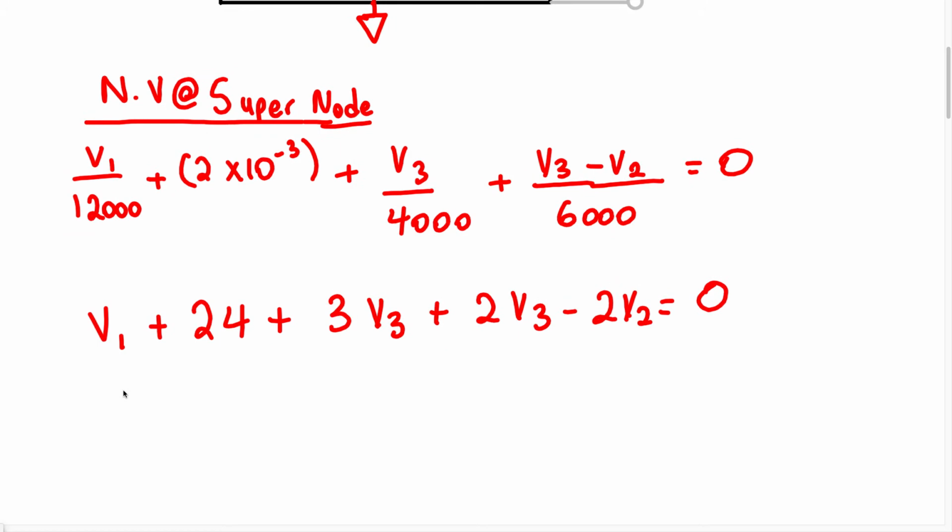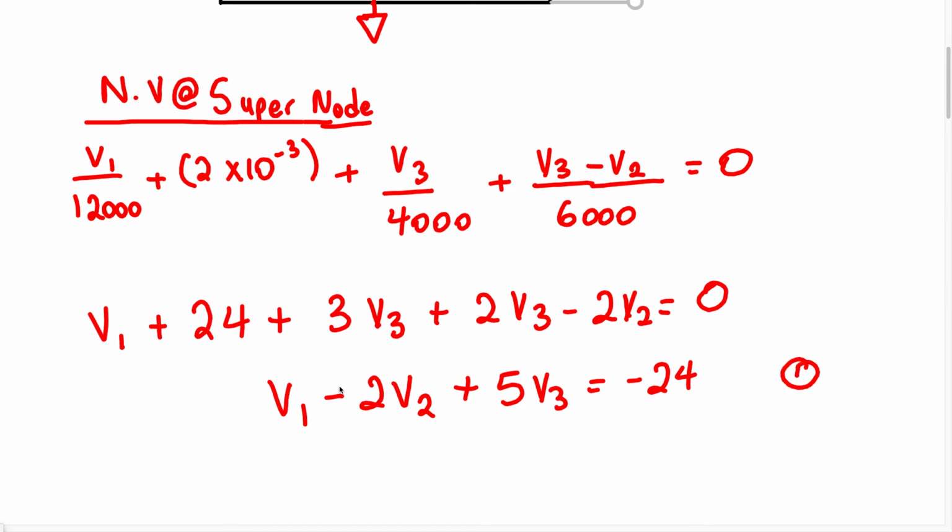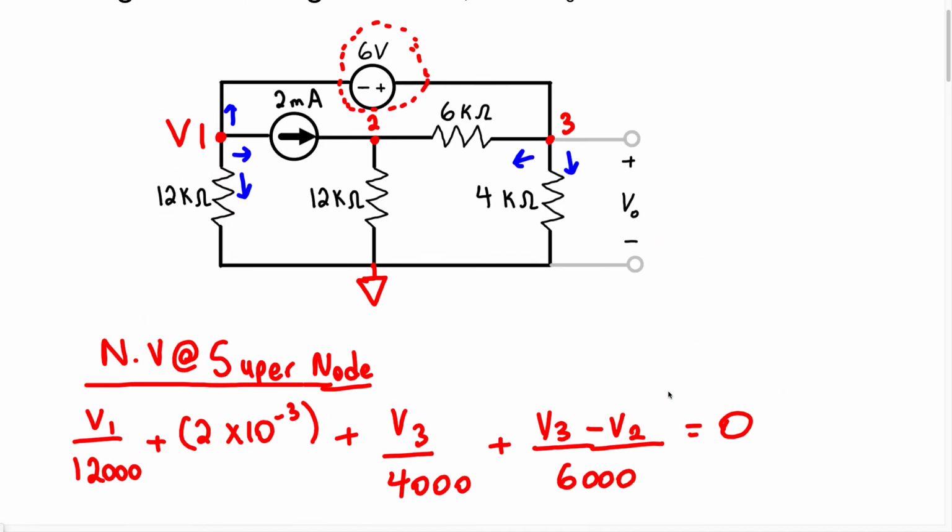So when we start to simplify this now, we're going to get V1 minus 2V2 plus 5V3, and all of that equals negative 24. Okay, I'm going to call this equation 1. So this is equation 1. V1 minus 2V2 plus 5V3 equals negative 24.